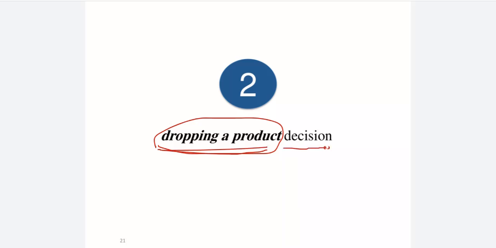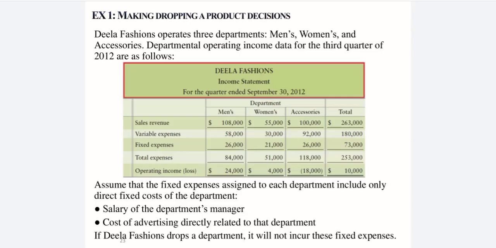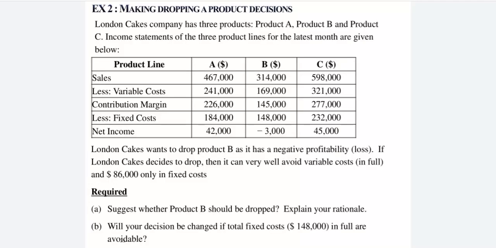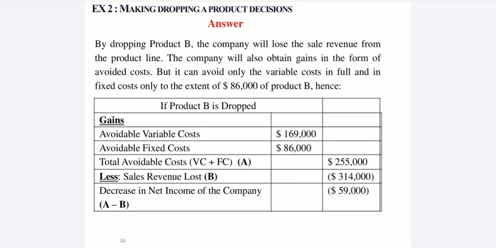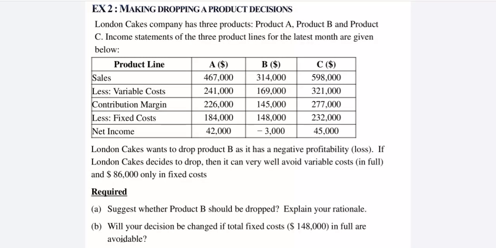Okay, we have many exercises here. Example 1, example 2. I think 2 is better than 1 because it has more options. Okay, let's take example number 2. Okay, let's see the example. London Cakes Company has 3 products. The company is called London Cakes Company and has 3 products: Product A, Product B, and Product C.